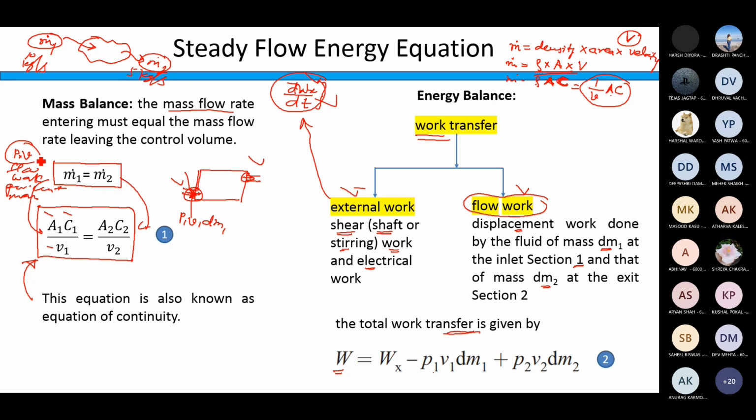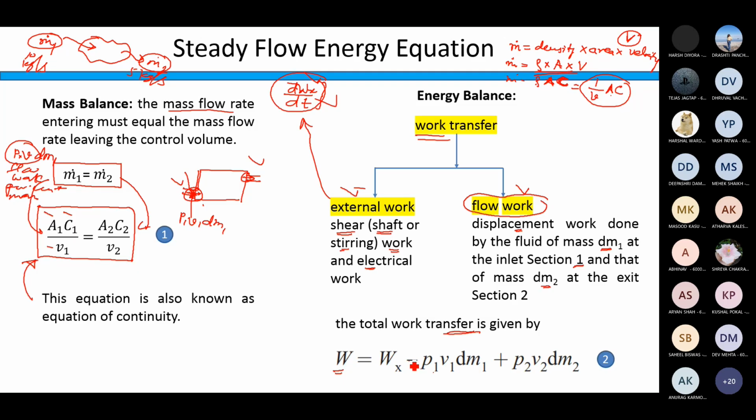So if you multiply this by the mass dm1, then what you get is the flow work taking place at the inlet. You have to multiply by mass, because PV is only per unit mass basis, whereas this is total work done by the fluid mass dm1 at section 1 and dm2 at section 2. So the flow work at the inlet is given as P1 V1 dm1, and flow work at the outlet section is given as P2 V2 dm2.